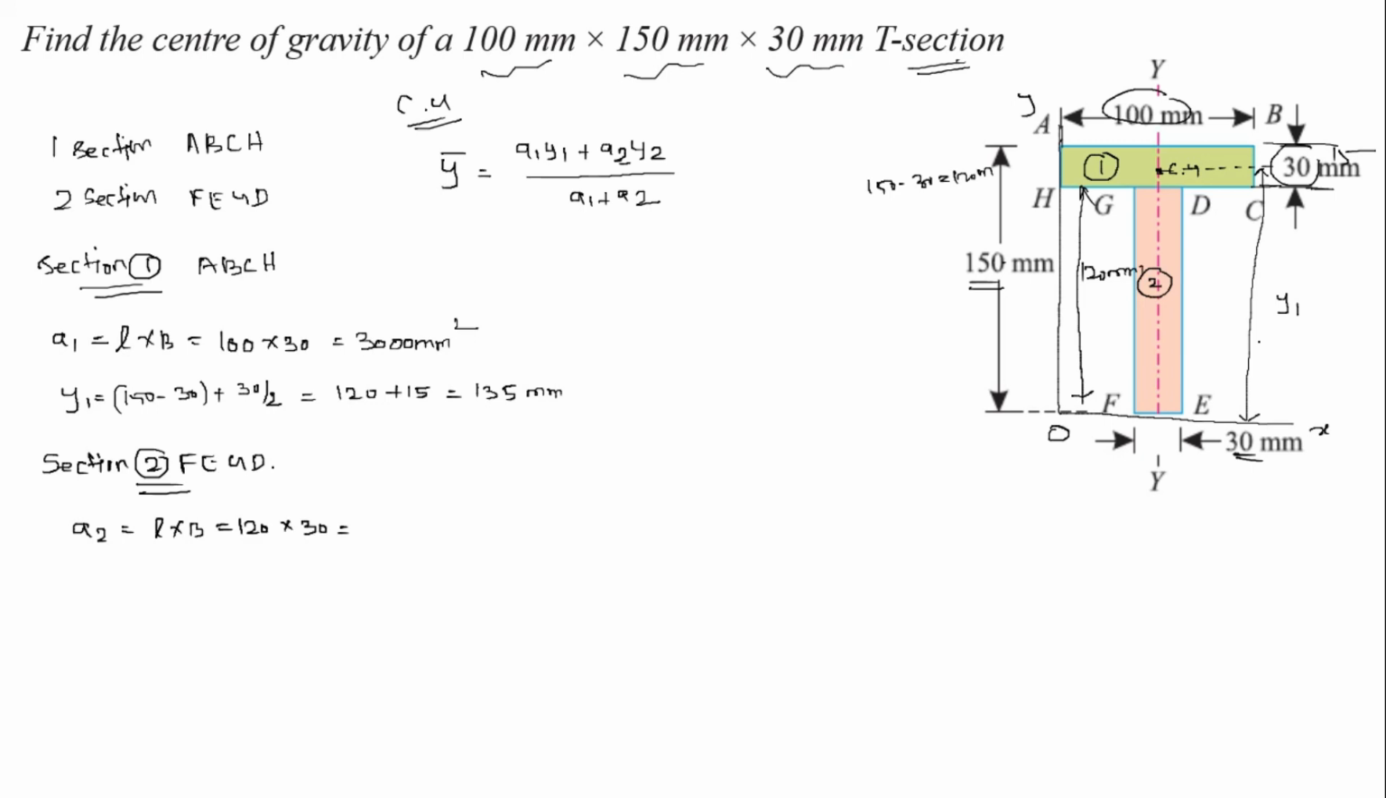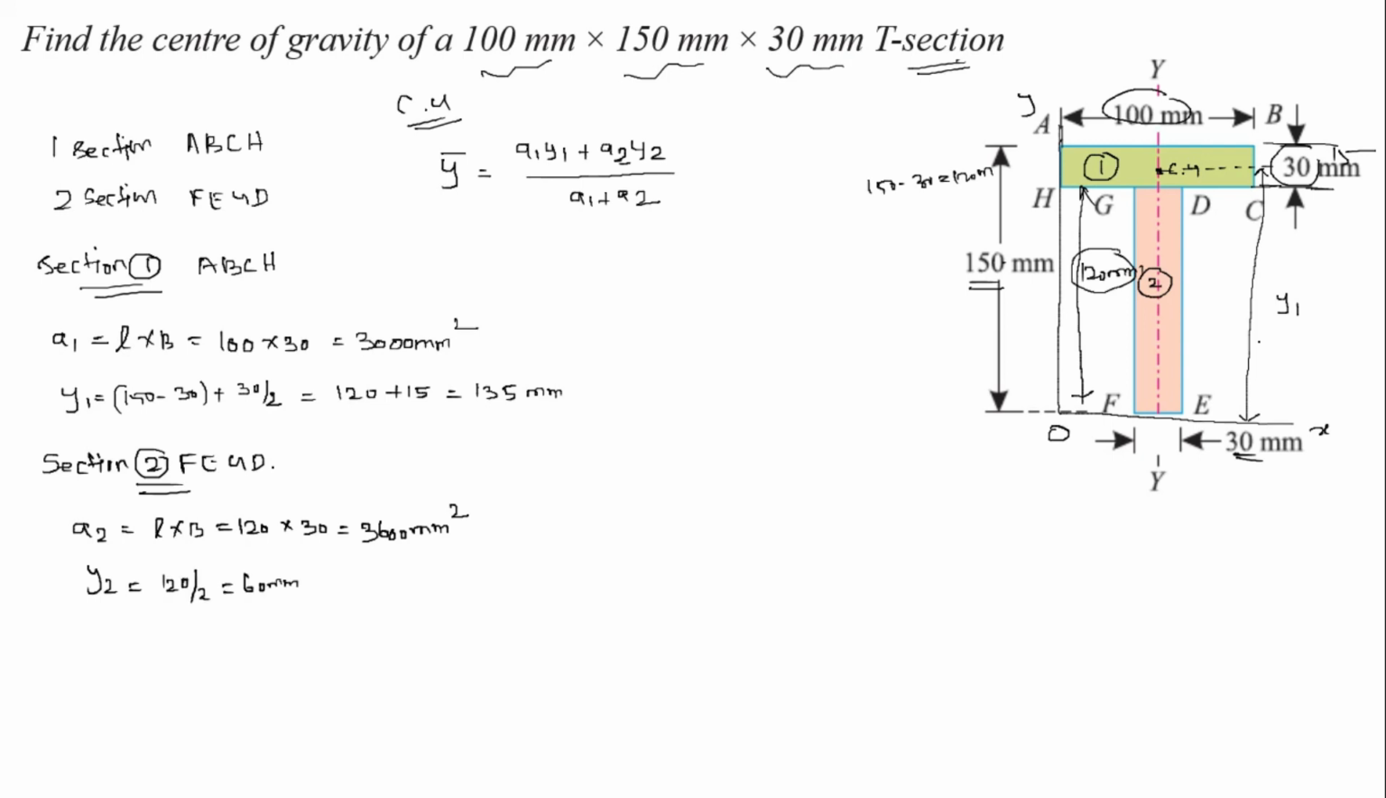120 into 30 is equal to 3600 mm squared. Then how to calculate y2? y2 is equal to 120 divided by 2, which is equal to 60 mm.